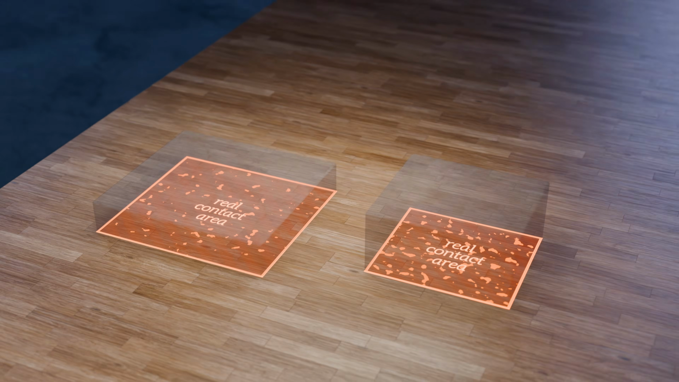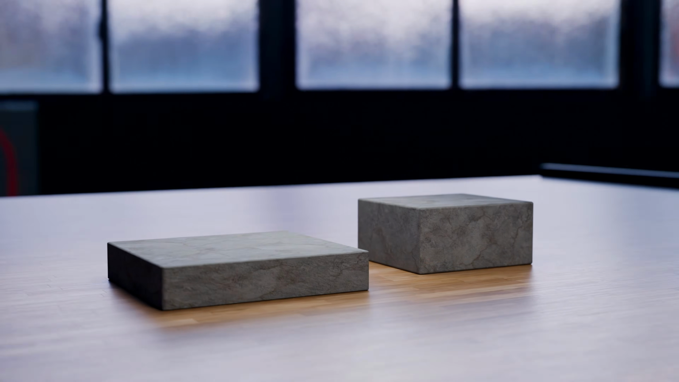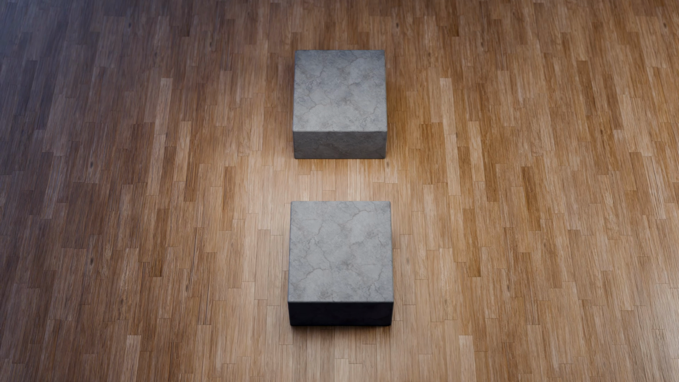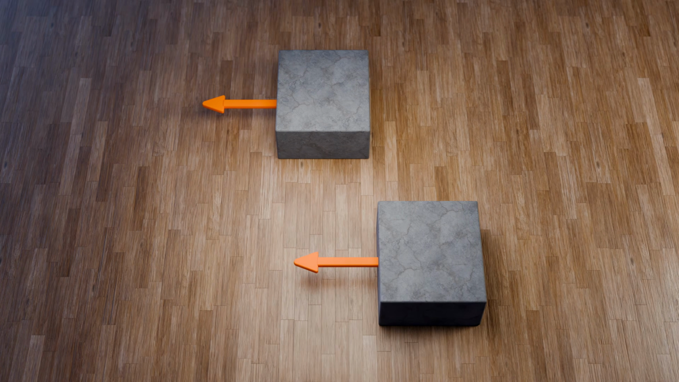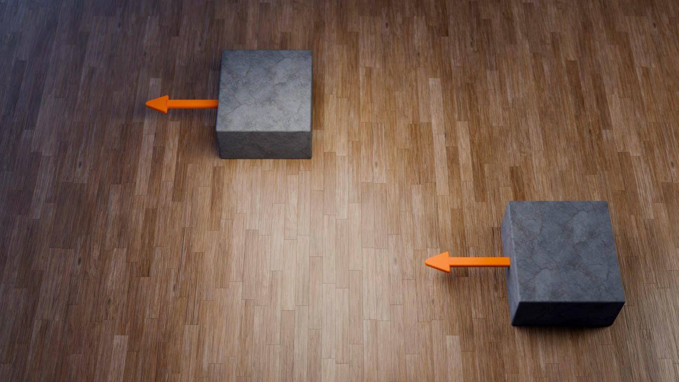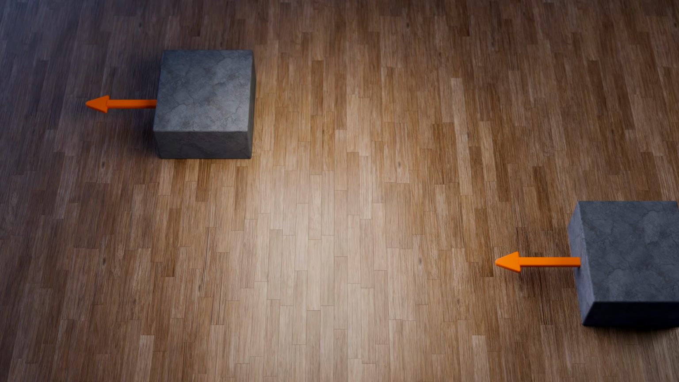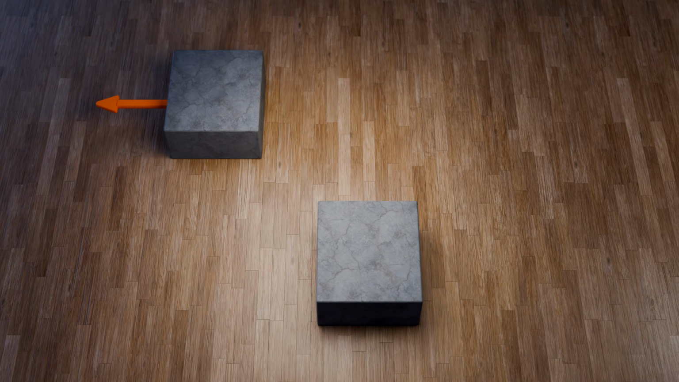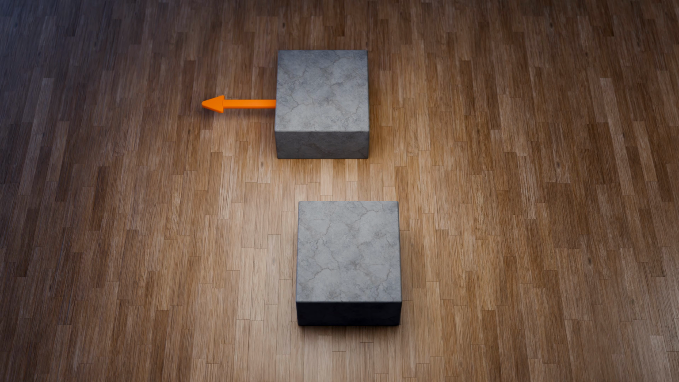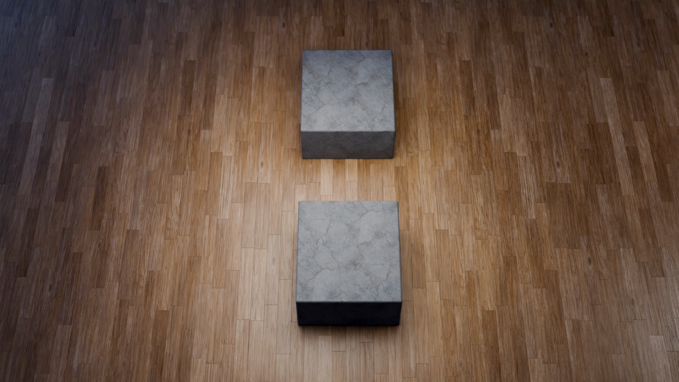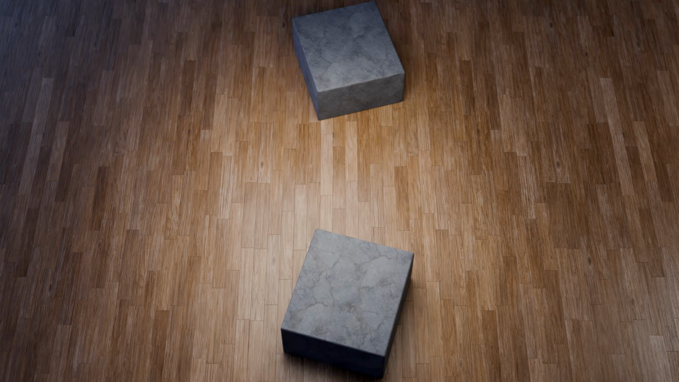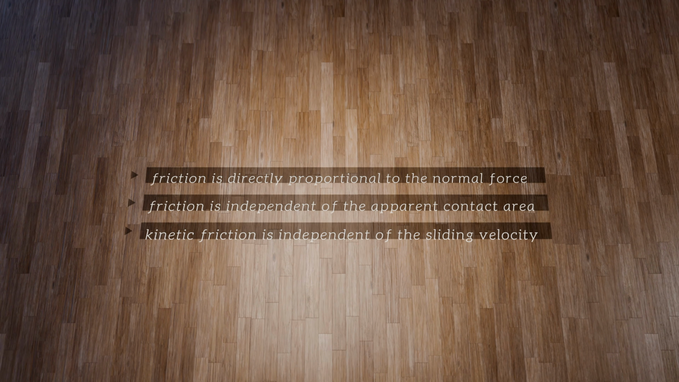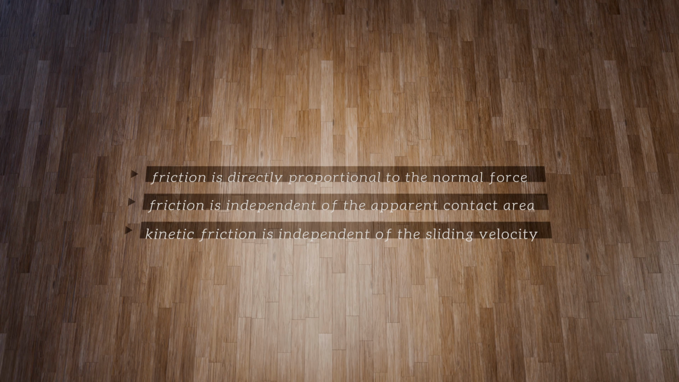Another possibly counterintuitive aspect of friction is that it doesn't depend on the relative velocity of the contacting objects. Moving faster doesn't result in more kinetic friction, because the fundamental contact mechanisms, the deformation of asperities and adhesive bonding, don't depend on how quickly the surfaces slide past each other. These observations related to normal force, contact area, and sliding velocity are sometimes referred to as the three laws of dry friction.